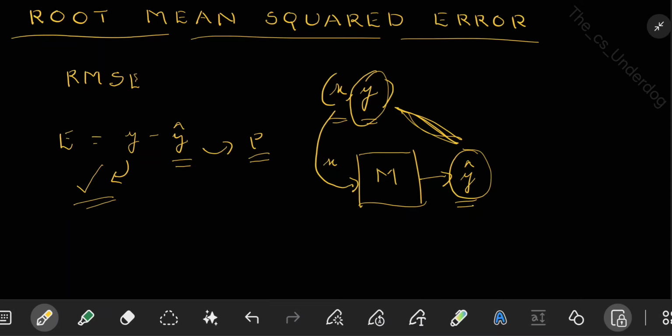This is your error. With this error, we already discussed that simply y minus y cap is not the right way of using error because it may not be best for the computations that we need for the model. That is why we are having many loss functions which are particular mathematical formulations of this particular value error, right? We already learned about MSE and MAE. Here we are going to see what is RMSE.